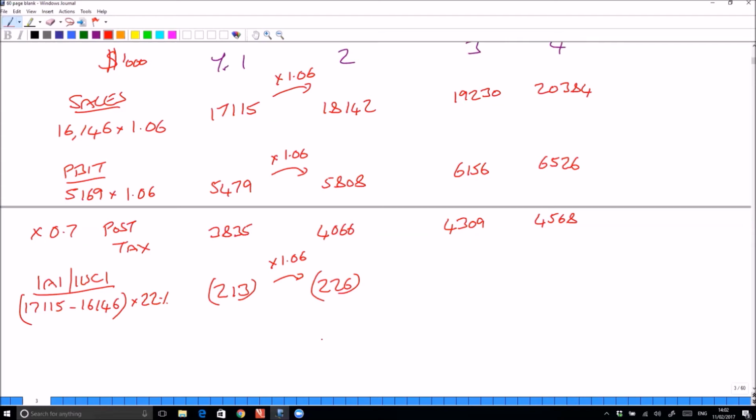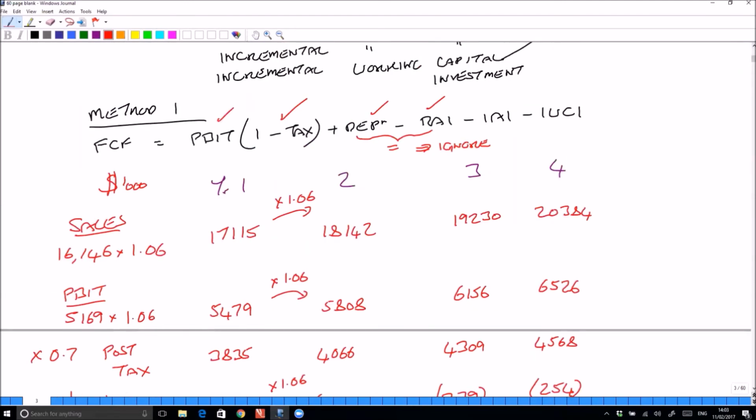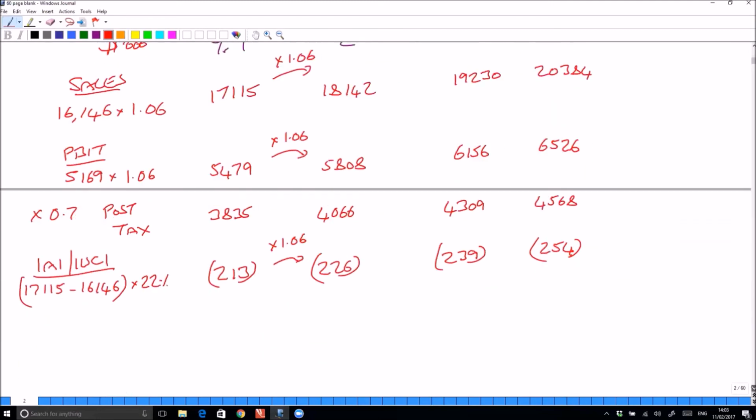And once again, we can just carry on. Year three, what's it going to be? I think 239. And year four, what will it be? 254. Good. What have we done? Go back to the formula, and I think we've dealt with IAI and IWCI. And if you like, we've just given us a methodology that hopefully deals with both of those, and we've done it.